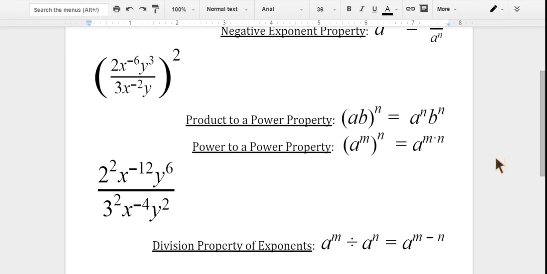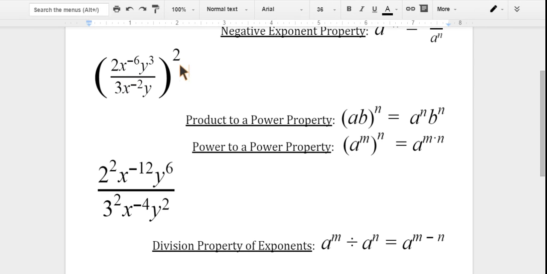Moving on to the next step, now we're going to simplify this exponent. So we're going to take each of these factors, 2 times x to the negative 6 times y cubed. So this is a product here. And the product to a power property states if I have two factors, a times b to the n power, that's the same as a to the n times b to the n. So here I take 2 squared, which you'll see here, x to the negative 6 squared.